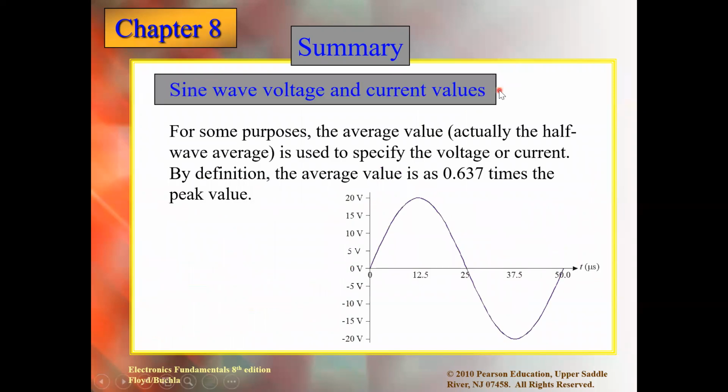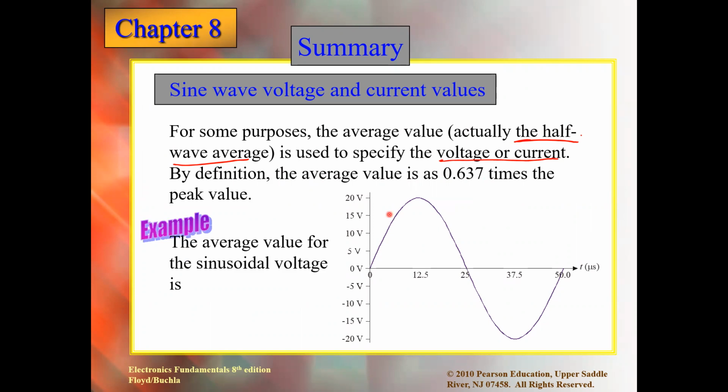Now, for some purposes, the half wave average, see they are mentioning here, half wave average is used to specify the voltage or current. By definition, the average value is 0.637 times the peak value. Now guys, I can ask you, the average value of the sinusoidal voltage is, so average, no problem, you know the formula. The peak value is 20 divided by pi by 2, you will be getting the answer, 12.7 volts. This is what we call V average. Both are different, you know that, VRMS and V average.